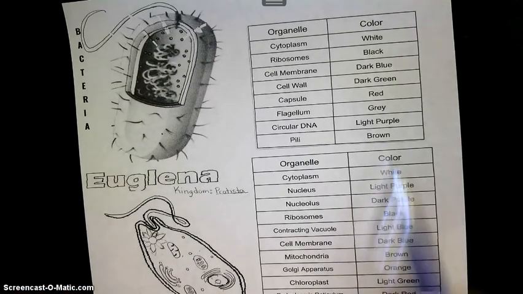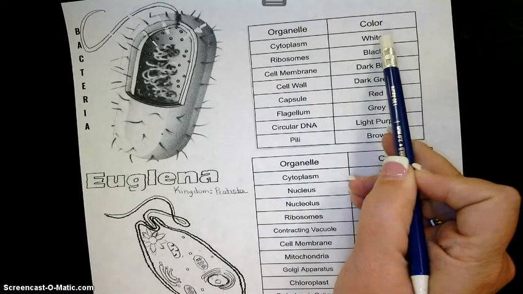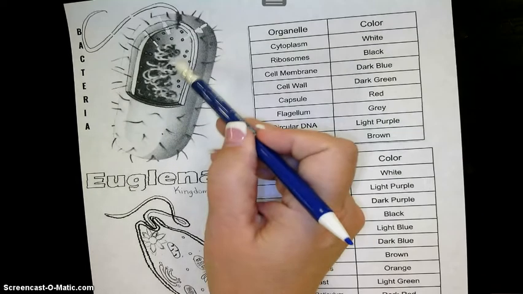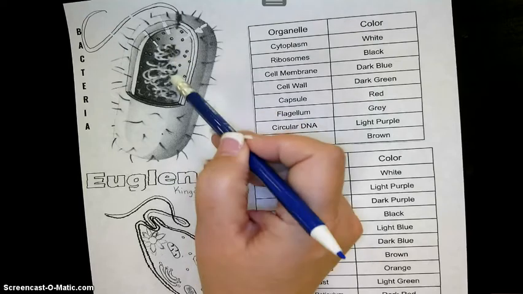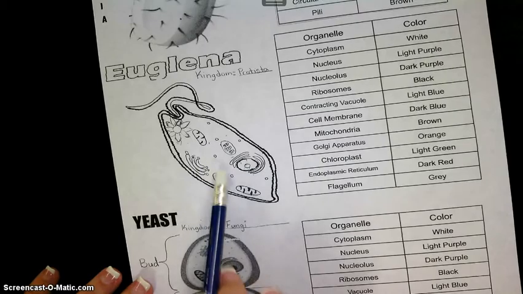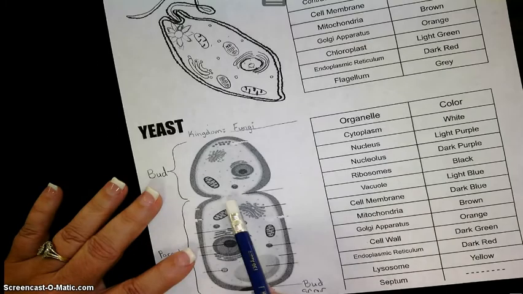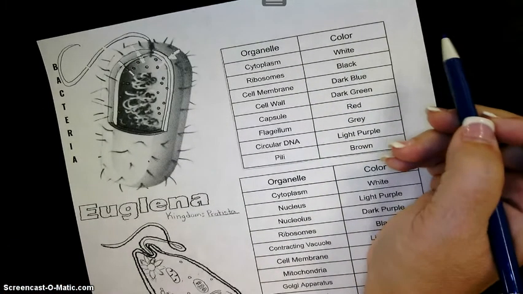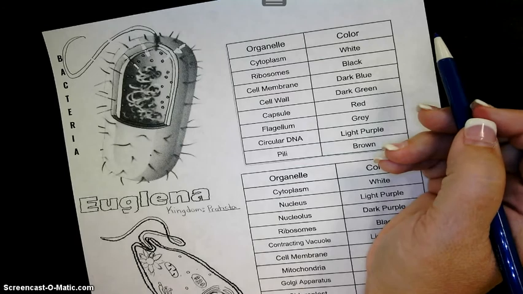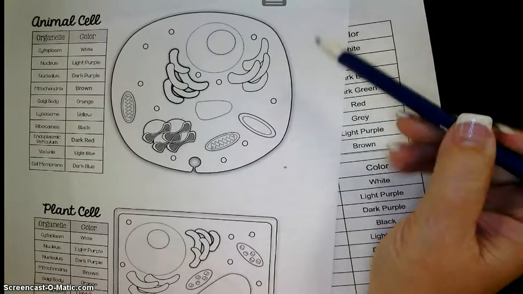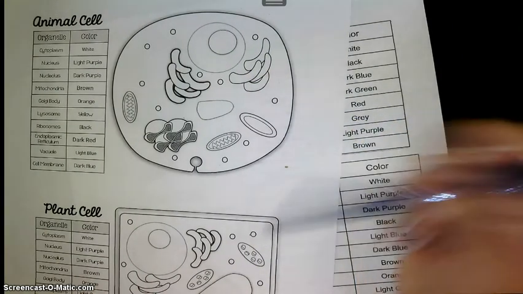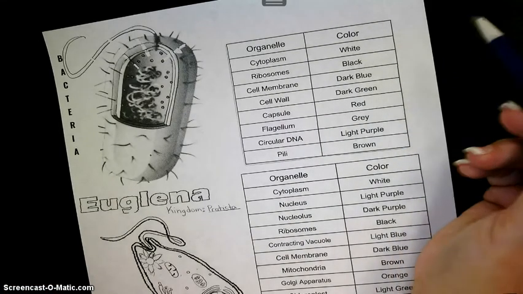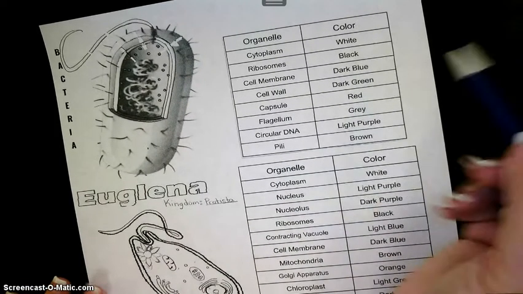Okay, I did skip over one thing. All cells have a cytoplasm. Cytoplasm, we say here, is going to be colored white. We're not coloring anything. It's just the gel that's inside of the cell. It's already white on the page. So we're not actually coloring cytoplasm white, but realize that all cells, whether it be bacteria, which is a prokaryote, or a eukaryote, they all have it. It's actually clear, but on here we're going to color it white. We're not going to bother with the white pencil.